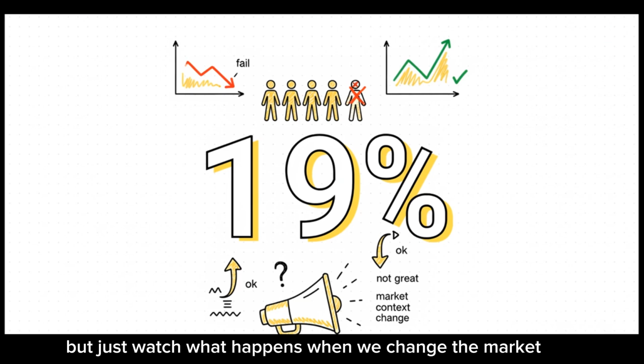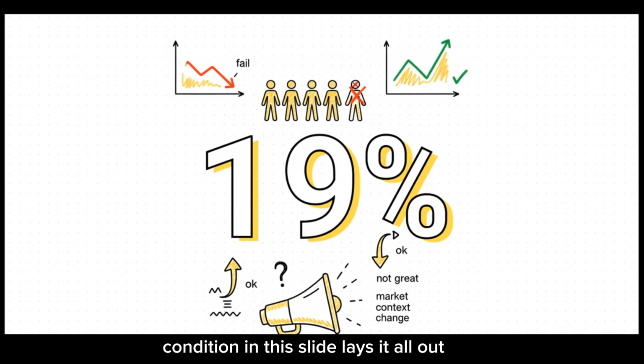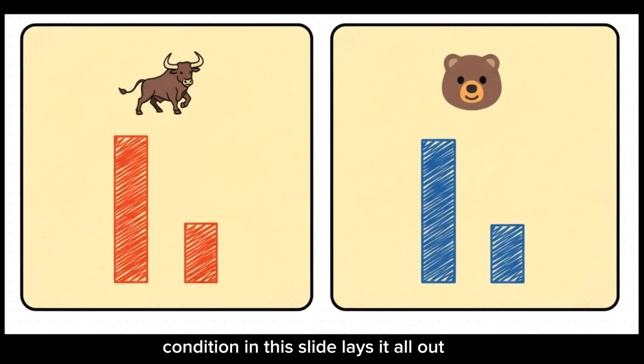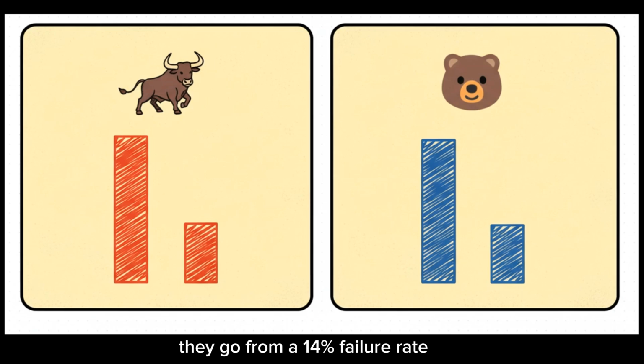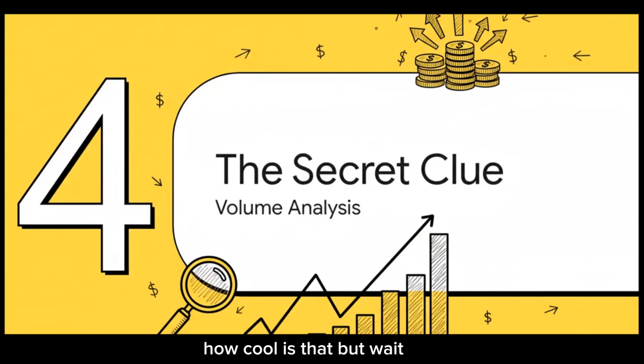But just watch what happens when we change the market condition. And this slide lays it all out. It's the whole story. Look at the left side. In a bull market, that upward breakout failure rate is 19%. Now look to the right. In a bear market, that rate just plummets to 6%. And it's the same story for downward breakouts. They go from a 14% failure rate all the way down to a tiny 4%. The message here is crystal clear. These pattern signals are 3 to 4 times more reliable when the broader market is weak. How cool is that?